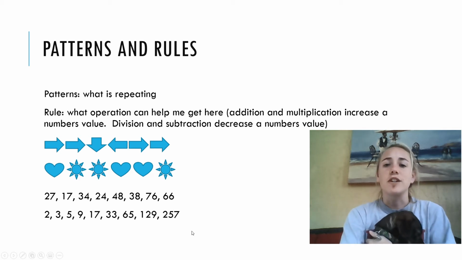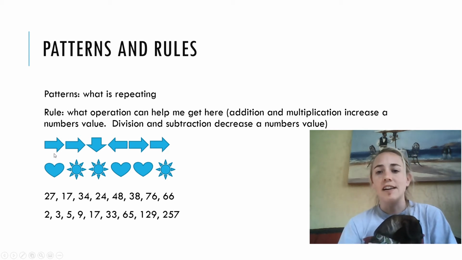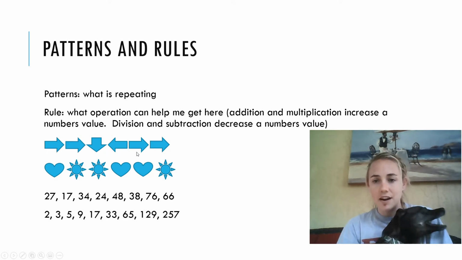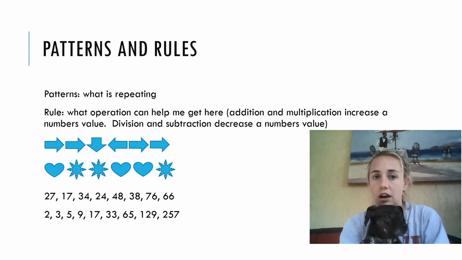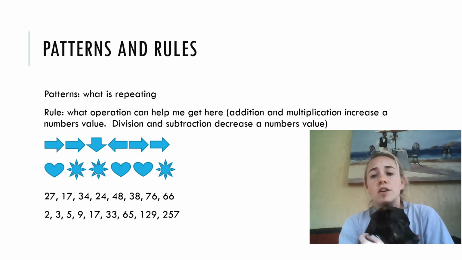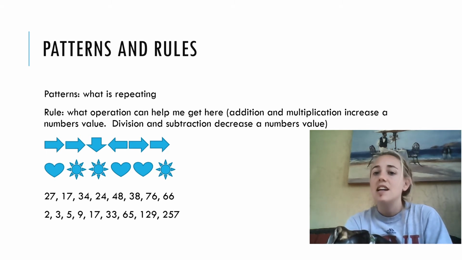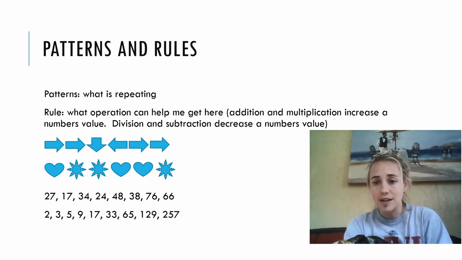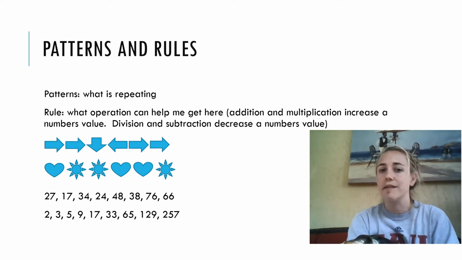So let's look at this first pattern. It's using arrows as the shape. So we have a right arrow, a down arrow, a left arrow, a right arrow, a right arrow. That is the start of a pattern. We need to think, what is being repeated? So we don't really see anything getting repeated until we see our third right arrow. And since we have two right arrows next to each other, we see that that's repeating the very beginning part of our pattern where we have right arrow, right arrow.